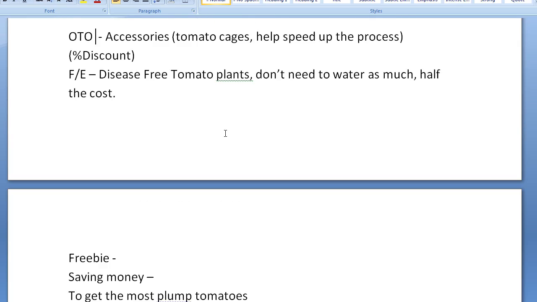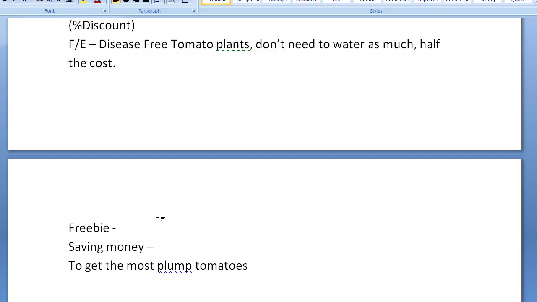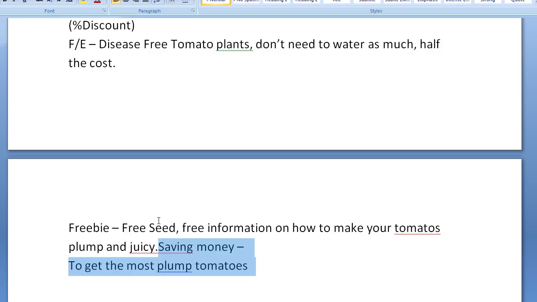And then of course we take a piece of that, and the freebie could be maybe one free seed, something somebody can actually test out on their own so that they fall in love with it and they come back to it and things like that. Or even free information on how to make your tomatoes plump and juicy. So essentially the freebie could be information as well.